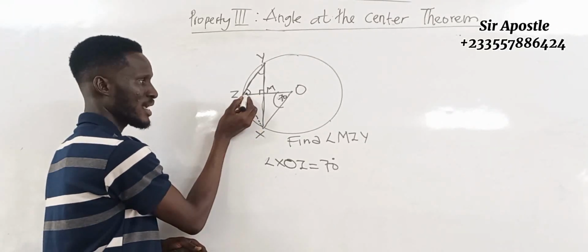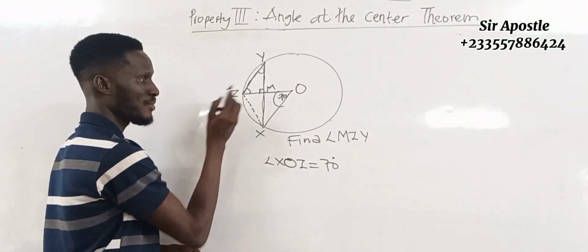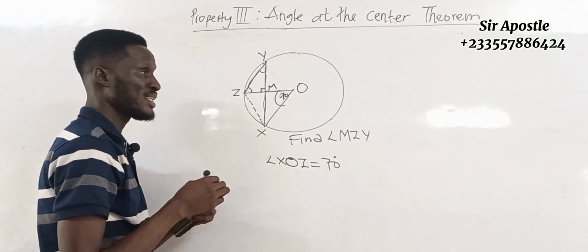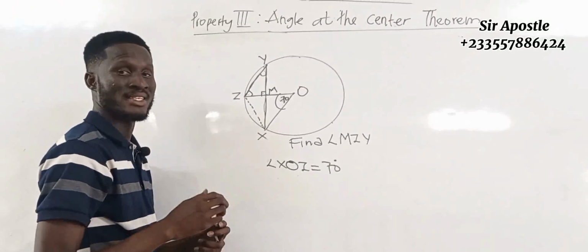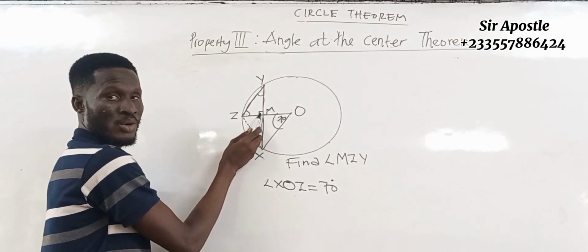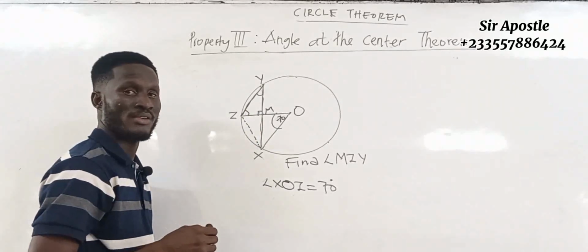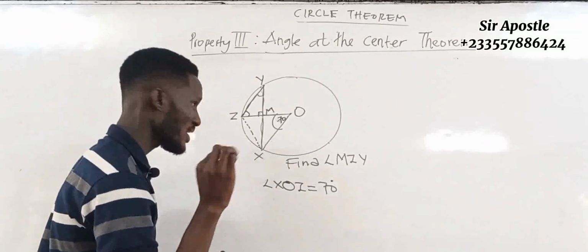Now, if we are able to get this one, how are we going to get our answer here? We can add this one plus here. It is a triangle, so it gives us 180 degrees. The value here is 90 degrees. So 90 plus here will give us 180 degrees. Then we are done. So let's move on.